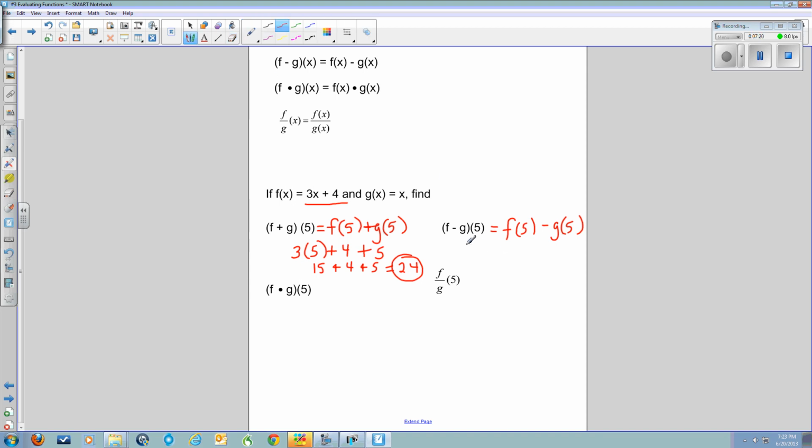So that means I'm going to say 3 times 5 plus 4, because that's what f of 5 would be, minus g of 5. Well, if I put 5 in place of x, that's just 5 here. So if I write that out, 3 times 5 is 15, so I've got 15 plus 4 minus 5. Well, 15 plus 4 is 19, and 19 minus 5 gives you 14.